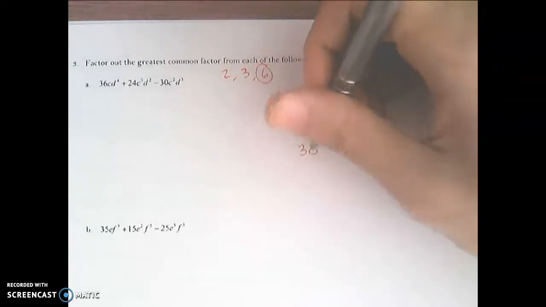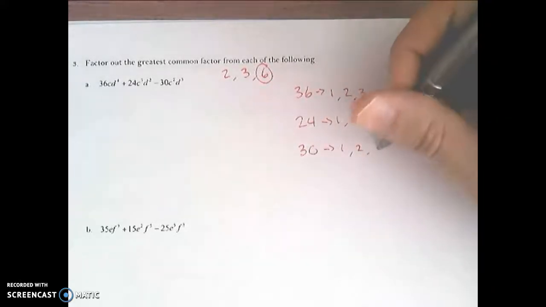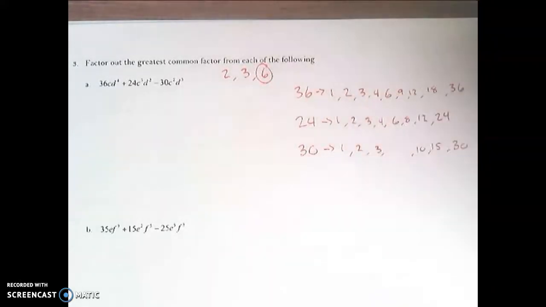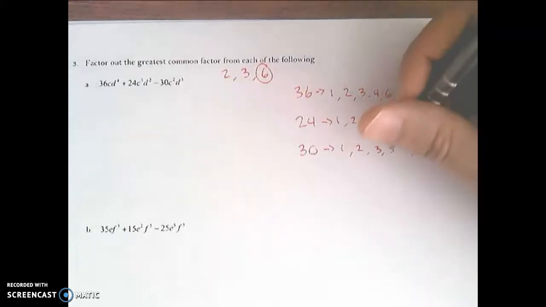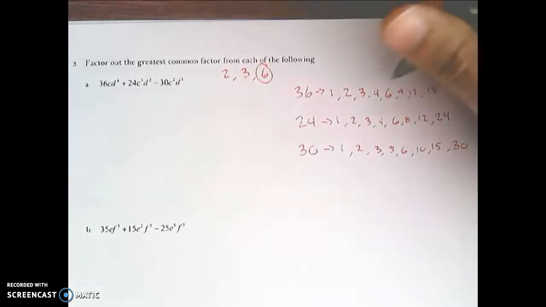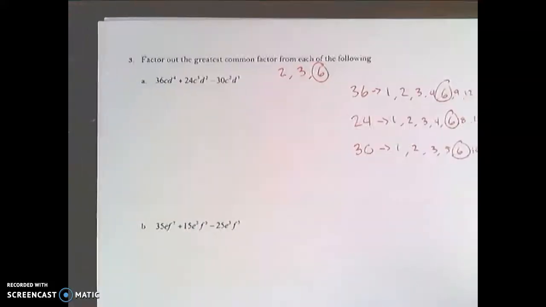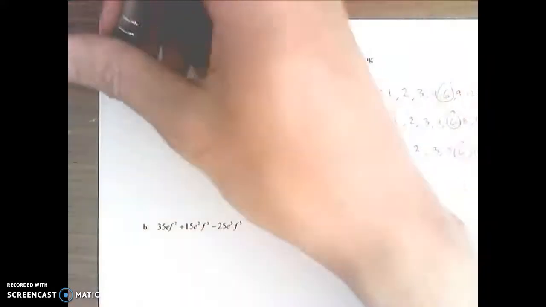For 30, you can do 1 times 30. You can do 2 times 15. You can do 3 times 10. Can't do 4. You could do 5 times 6. And those are all the factors. So we look at this list. What's the biggest number, the largest number that goes into each of these lists? It is 6. So for the numbers, we're pulling out the highest number that goes into each of them.